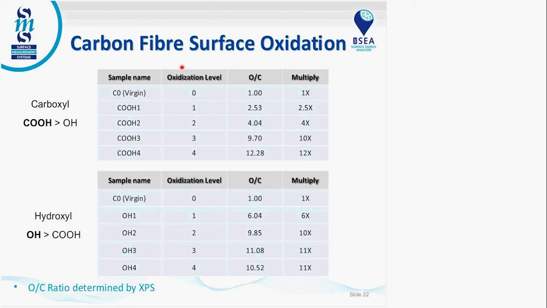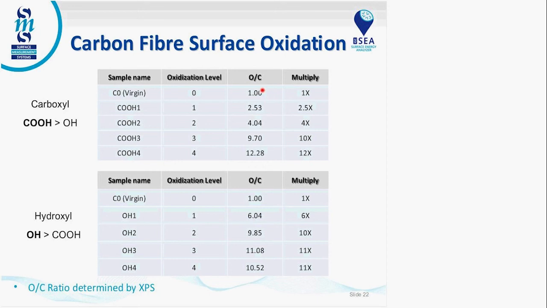Moving on to some fibers. We're going to look at some carbon fibers. These are carbon fibers that have been oxidized, one with carboxyl oxidation and one with hydroxyl oxidation. This is the oxidation level just by number. This is the oxygen to carbon ratio, taking the virgin or untreated as a reference.